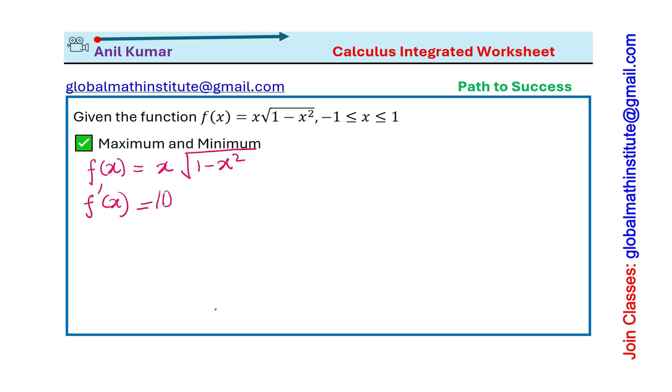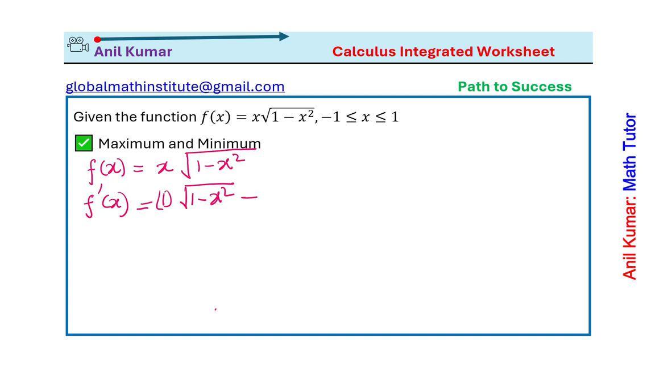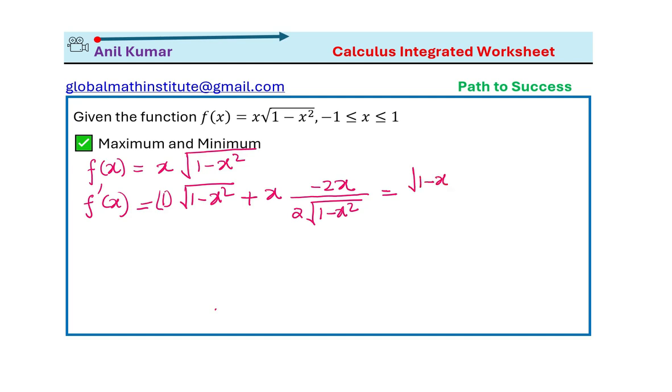So it is 1 times the function, which is 1 minus x square, the other part, plus x times the derivative of 1 minus x square, which is 1 over 2 square root of 1 minus x square, times the derivative of inside function, which is minus 2x. Makes sense, correct? So we got an expression for the derivative. This we can definitely write as square root of 1 minus x square, right?